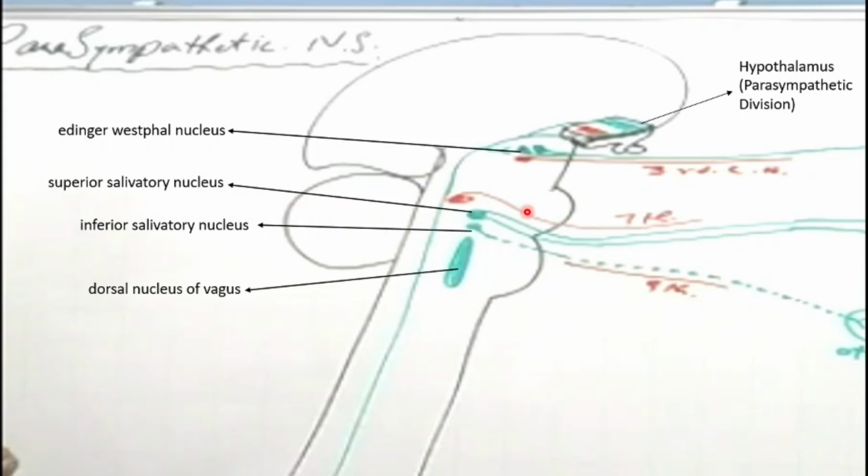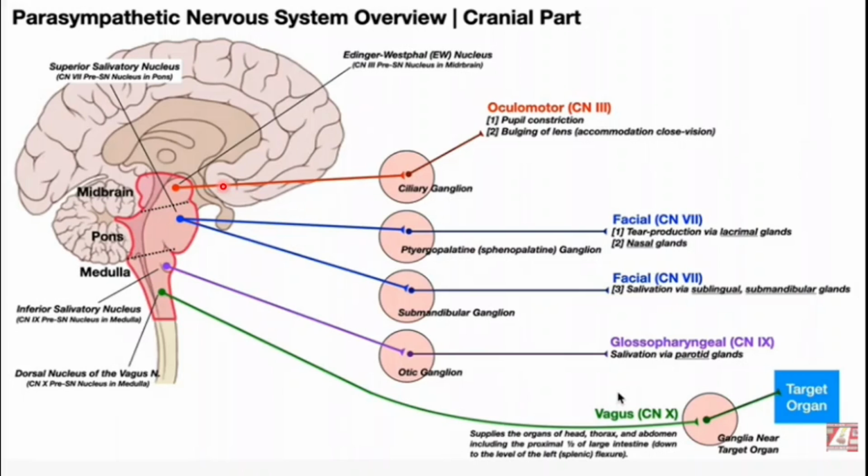In other words, the parasympathetic division is only activating those cranial nerves which have the parasympathetic fibers, and only four cranial nerves have the parasympathetic fibers, which are cranial nerve 3, 7, 9, and 10. All the other cranial nerves do not have any parasympathetic fibers, so they are not activated by the parasympathetic division. So let's talk in detail about the parasympathetic nervous system outflow in the cranial part.